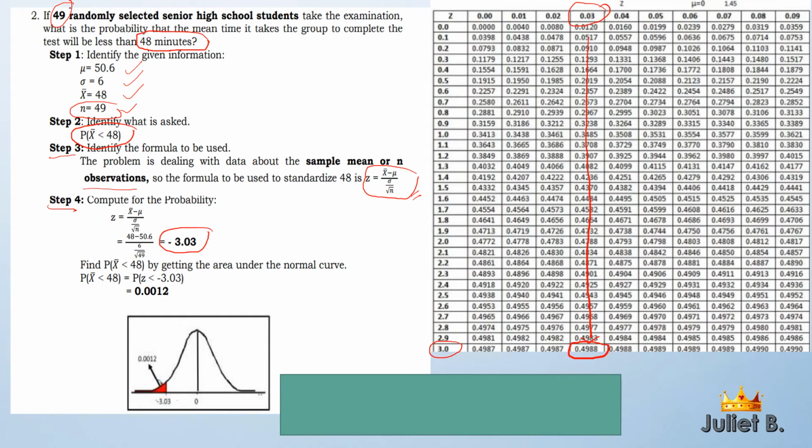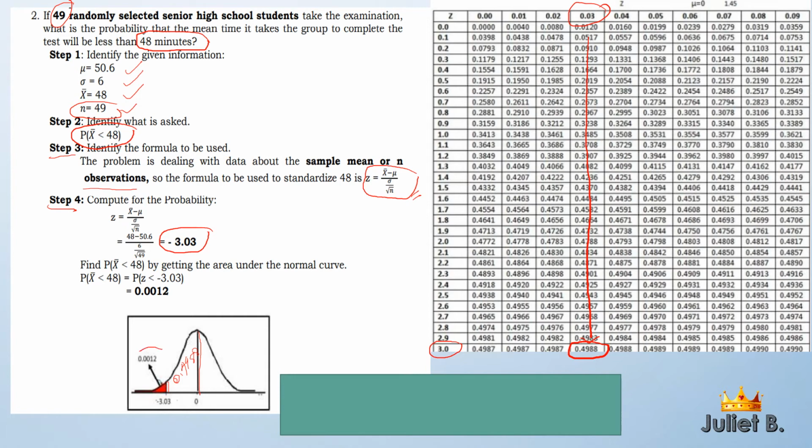That's 0.4988. Ito yung area na yon. Ito yung walang shade kasi lagi kong pinapaalala na ang area or ang probability na given sa z-table ay laging mula sa mean papunta dun sa value ni z. So, 0.4988 is the area of this region. Ang hinahanap natin ay probability less than negative 3.03. So, ito yung red na yon.